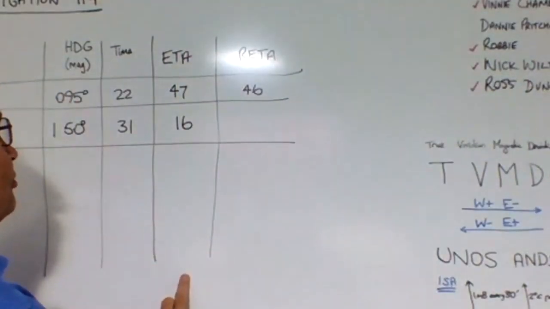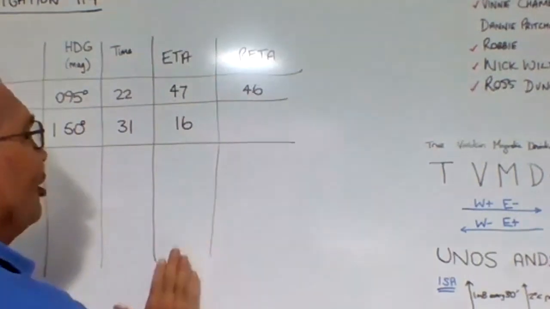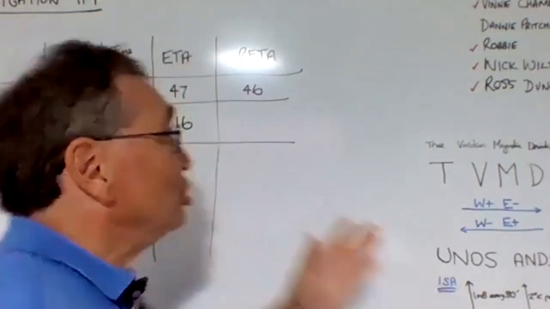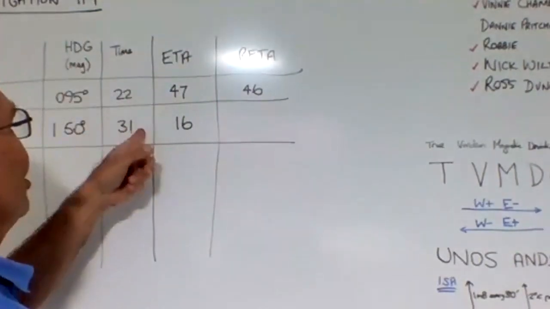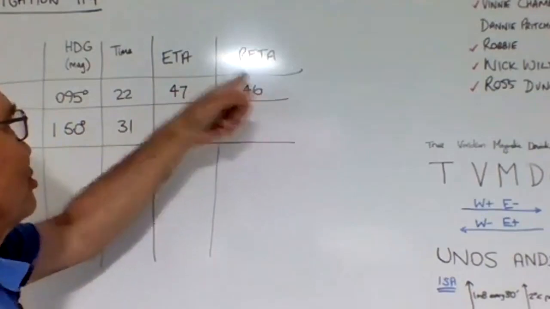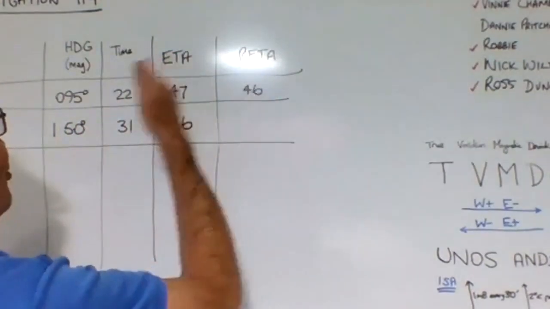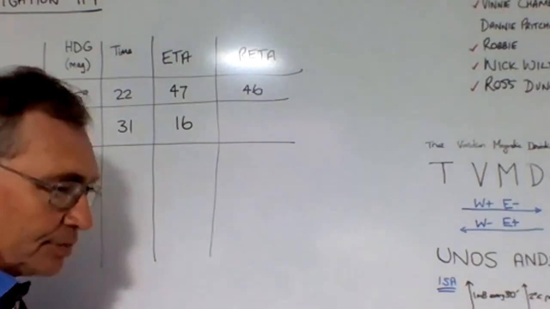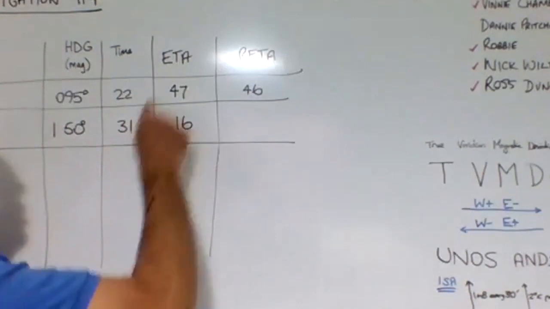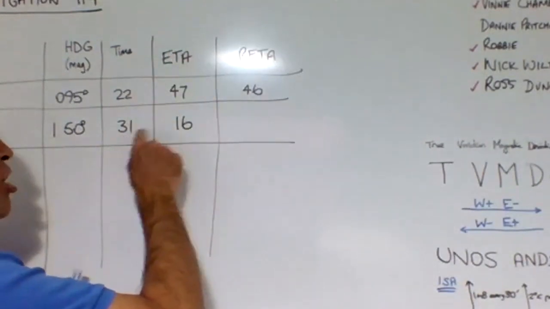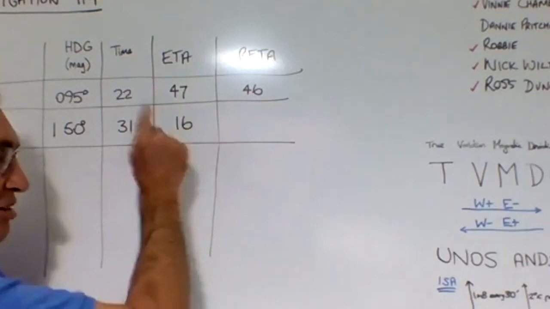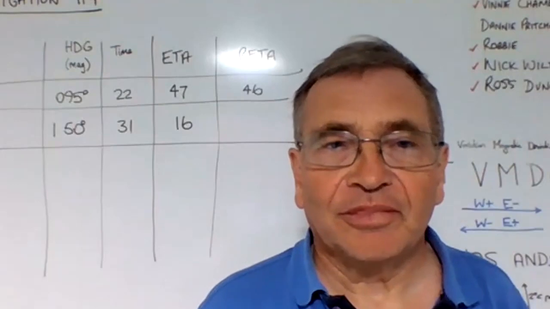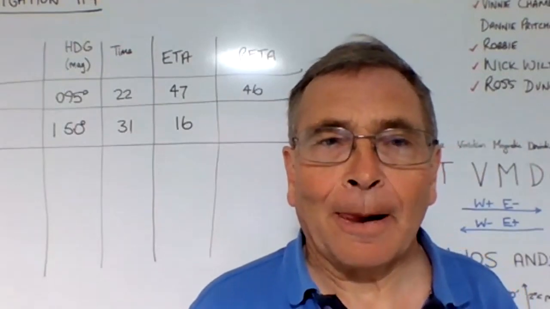Yep. So your ETA is just filled in on flight. As you get to each waypoint, you just add your time that you previously calculated onto your actual time of arrival, and then you would write in the new ETA for your next waypoint. So I don't understand. Where do you get 47 and 46 from?